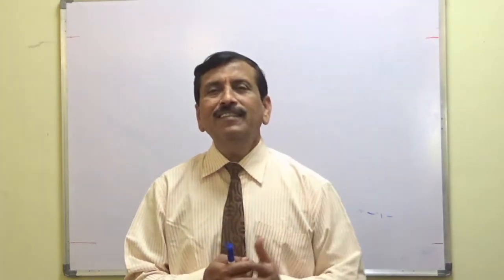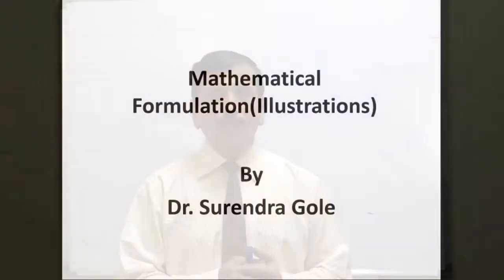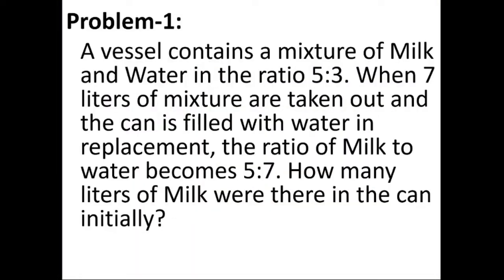We'll see today the illustration of mathematical formulation, how we go about mathematical formulation. Check the problem number 1. Look at the problem and carefully analyze it. A vessel contains mixture of milk and water in a ratio 5:3.